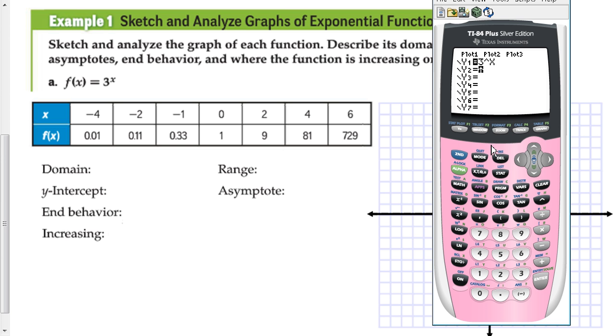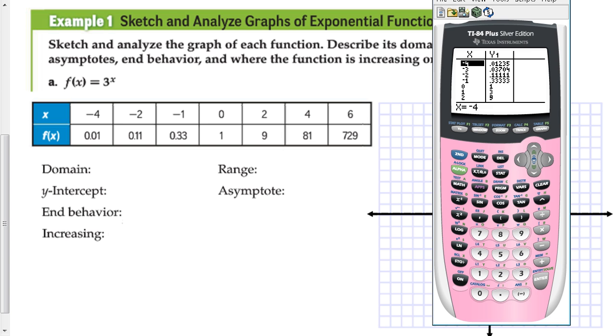Then I'm going to hit second, graph, and this takes me to my table. So you can see at -4, we have 0.012, so it's 0.01. We're rounding to 2 decimal places. At -2, 0.111, -1, 0 is 1, 2 is 9. And the reason is because we're taking these x values and saying 3 to the -4th power, 3 to the -2, 3 to the first, 3 to the 0, 3 squared, 3 to the 4th power, and 3 to the 6th power.